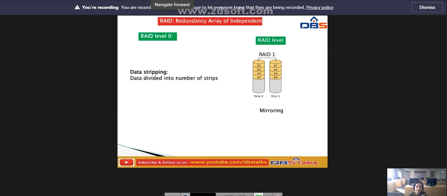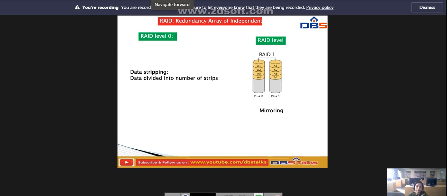We have some common characteristics. A set of physical disk drives, and the operating system views these separate disks as a single logical disk. Redundant disk capacity is used to store parity information, which can help in recovering data in case of disk failure. These are the common characteristics of the RAID levels.